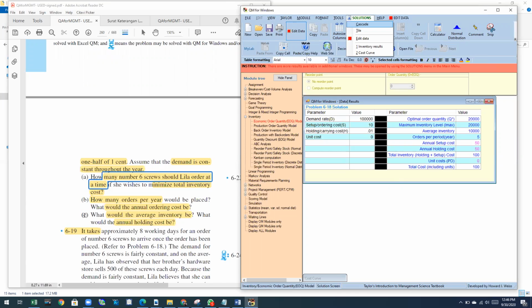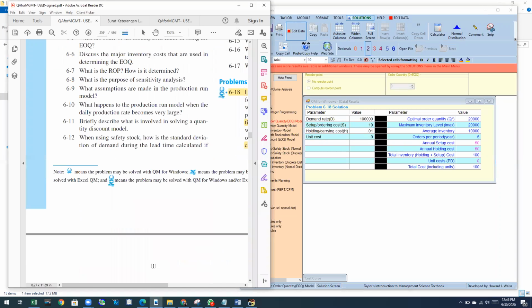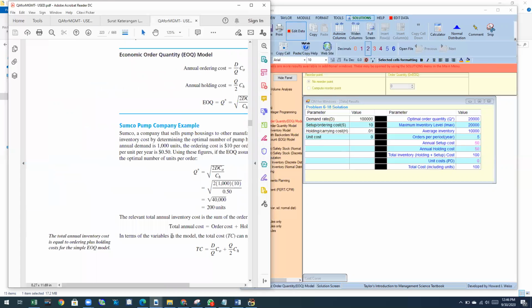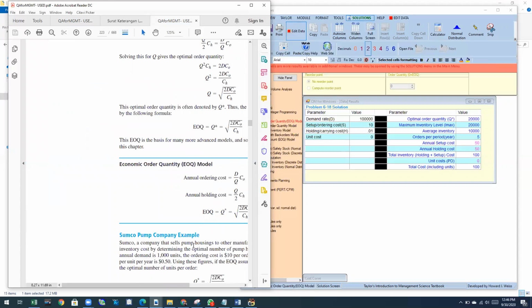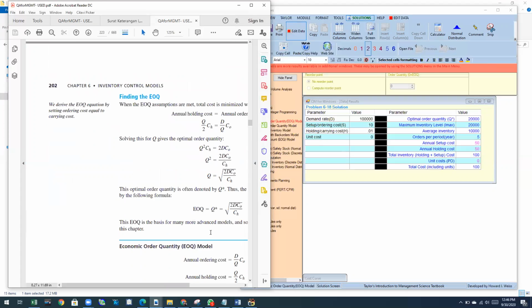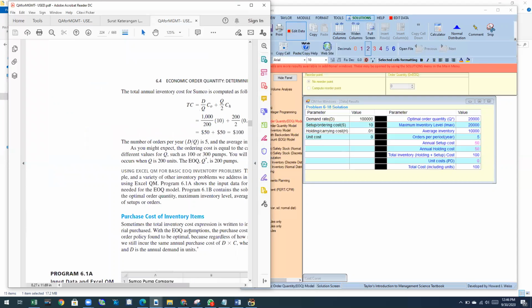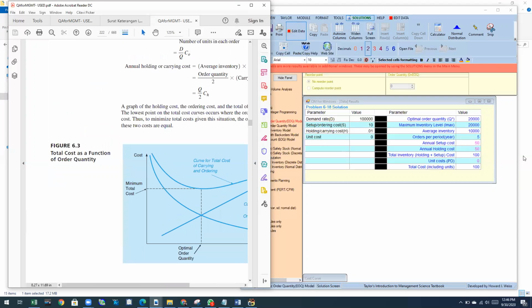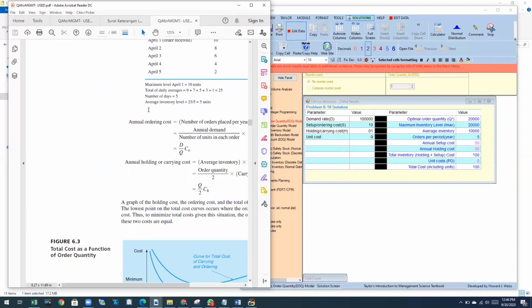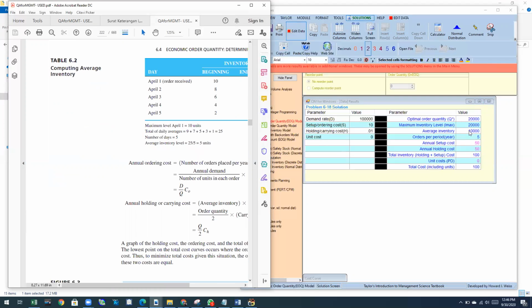The average inventory, if you review the problem, we can calculate it. Average inventory is basically Q divided by 2, where Q is EOQ. So 20,000 divided by 2, average inventory is 10,000.